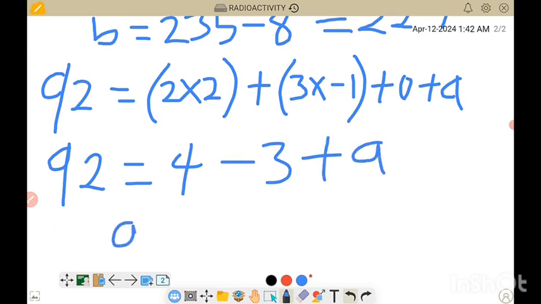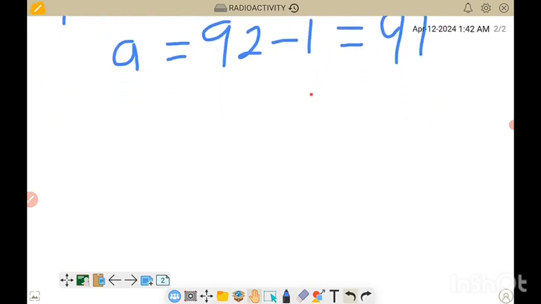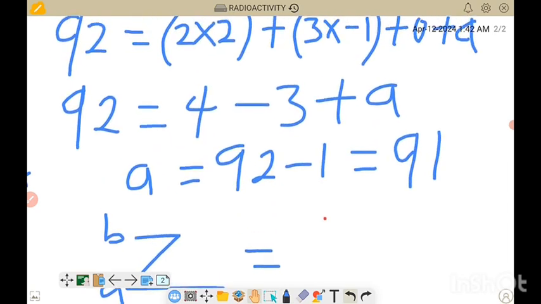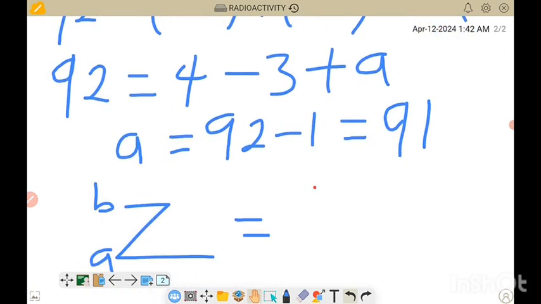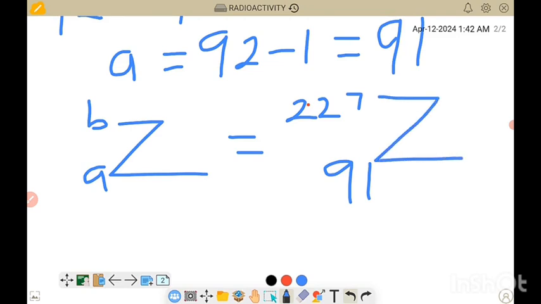So A would definitely be equal to 92 minus 1, and the atomic number of the element that will be formed will be equal to 91. So the new element formed, which is said to be B A, will be equal to 227 and 91. So we have 227, 91 as the new element formed. So that is how you solve this.